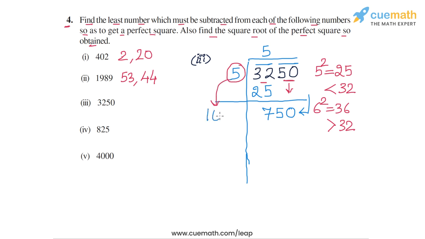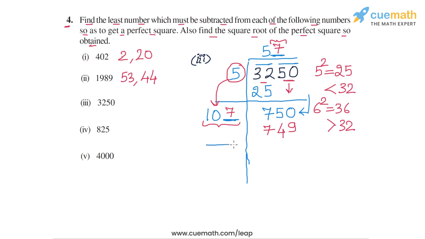That gives you 10. And now you have to find the largest possible digit that will go here and that will also go here, such that the product of this number and this digit is less than or equal to 750. And that largest possible digit is 7, because 107 into 7 is equal to 749. So just a little less than 750. But if you had taken the next digit 8, you will overshoot 750. So the digit you have to take is 7.